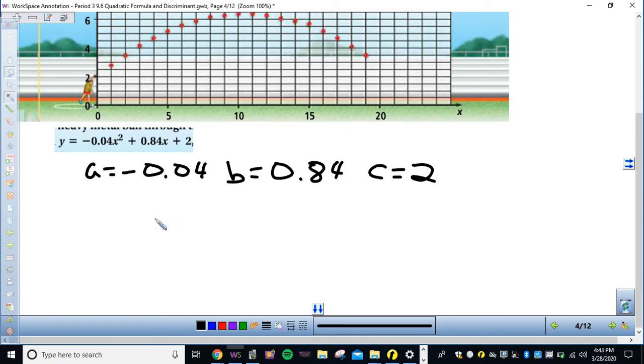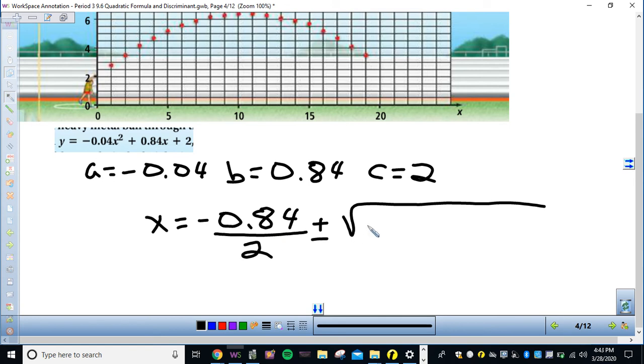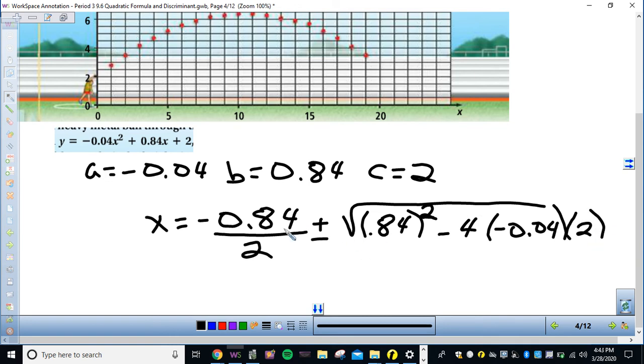So if we plug into the quadratic formula, we have x equals negative 0.84 over 2 plus or minus the square root of 0.84 squared minus 4 times the a term, which is negative 0.04, times the c term, which in this case is 2. Again, it's over, I forgot the 2 times negative 0.04 here. So we're going to put this over 2 times negative 0.04.